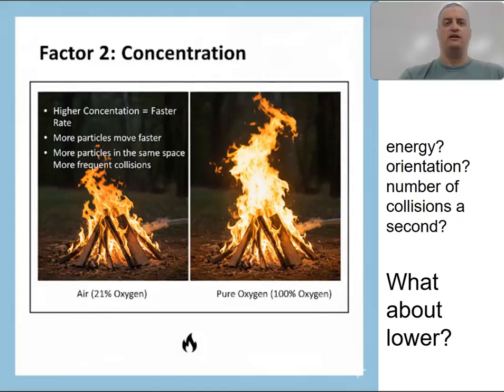Let's look at concentration. With a higher concentration, that's going to produce a faster rate. You have more particles moving faster. More particles in the same space means more frequent collisions. Something like air, regular burn. Pure oxygen, 5 times the amount of oxygen, going to burn 5 times as fast.